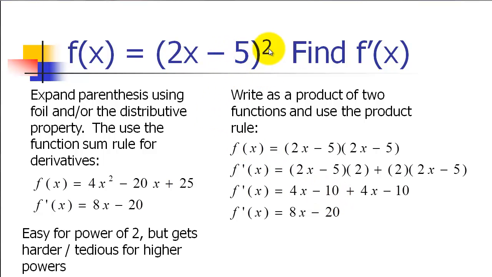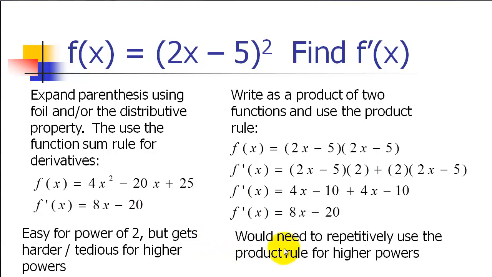Now this would work when this is a power of 2. If this was a power of 3, 4, 5, or 6, this method would get very tedious, foiling that out, and further, if this was a fractional exponent, we would not have a way of distributing that out. And if we tried using the product rule for a higher power, we would have to use the rule repetitively or in a recursive manner, and that would be quite difficult.